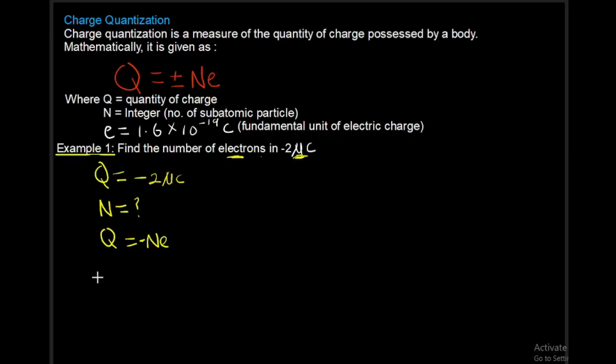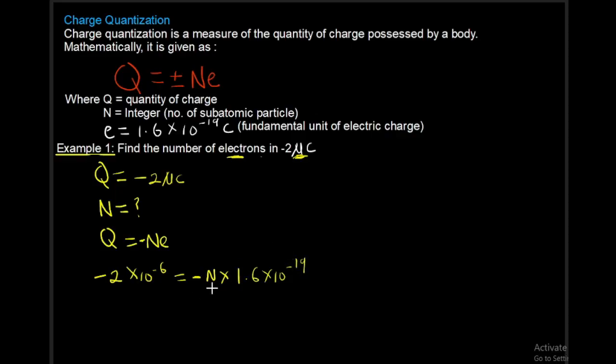So our quantity of charge is minus 2 times 10 raised to the power minus 6 equals minus N times E. And E is a constant. Don't forget, E in this formula is always constant. So whether they give it to you in the question or not, have it at the back of your mind that E is always equal to 1.6 times 10 raised to the power minus 19. So we have minus N times 1.6 times 10 raised to the power of minus 19.